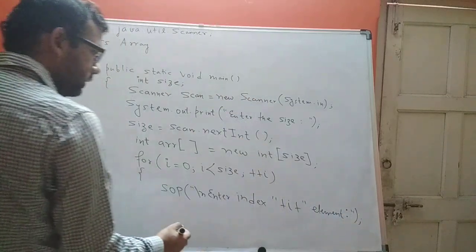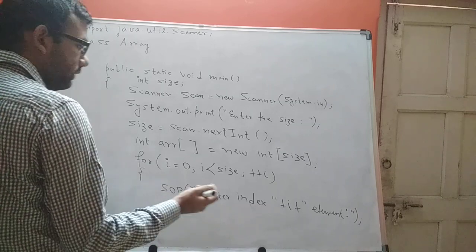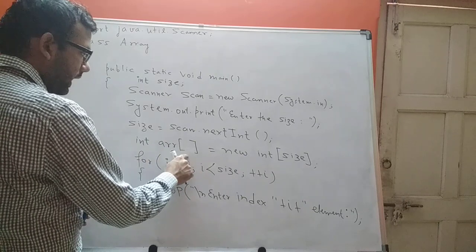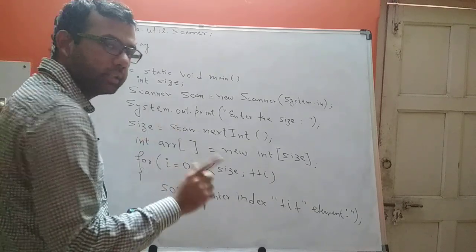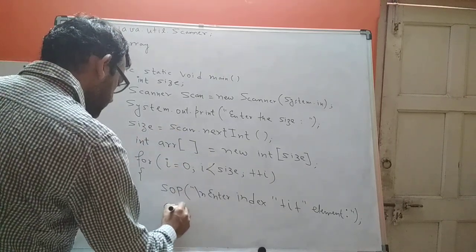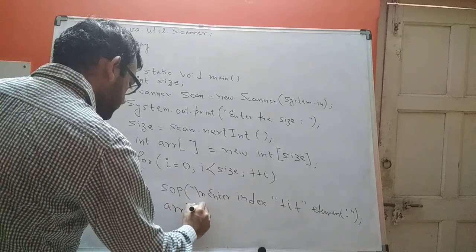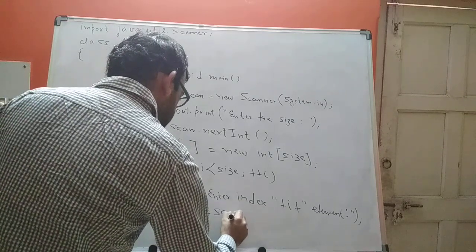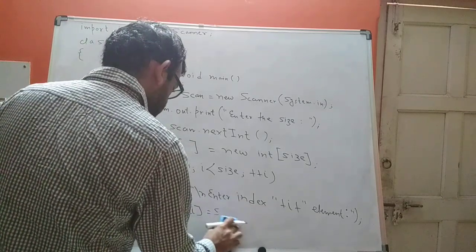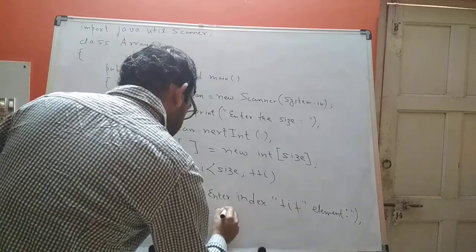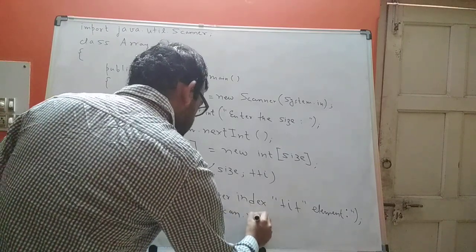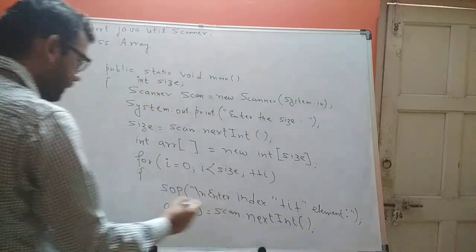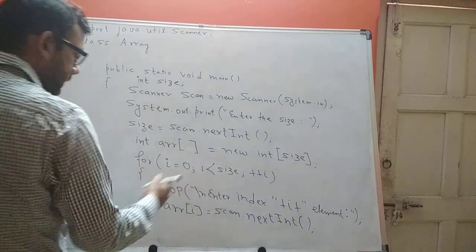So seeing this, the user will enter an element, and you have to store that element. Where will you store the element? You will store the element inside your array. At which position? At ith position. So you will say ARR of I is equal to scan dot next int, right? So now what will happen initially, let me do a dry run of this.